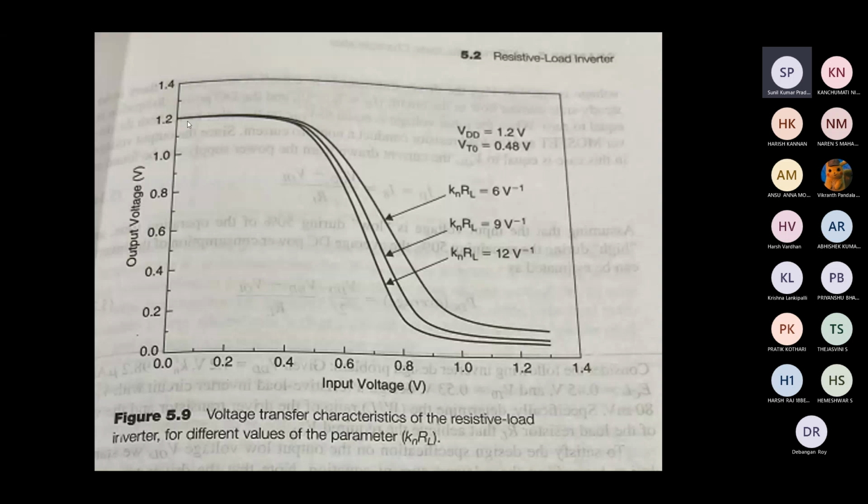So this is the voltage transfer characteristics of the resistive load inverter for different parameter values of Kn and RL. If in the exam the question is asked to draw the voltage transfer characteristics for different parameter values of Kn RL, then you could draw like this. So this is all for today's session.